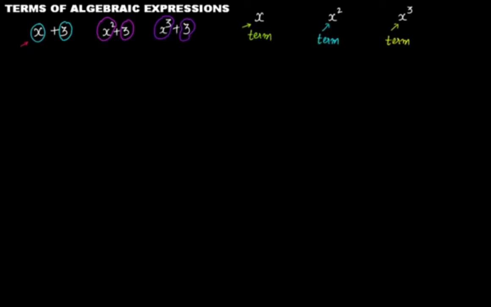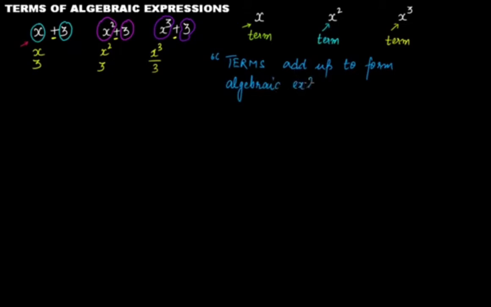What's important is to notice this plus sign in all these three cases. In these three algebraic expressions, we had only one term. This is the one term of this one, this is one term of this one, and this is the one term of this one. But in this case, we have two terms, x and 3, x square and 3, x cube and 3. And if you look at these plus signs, it tells us that terms add up to form algebraic expressions. Terms add up to form algebraic expressions.